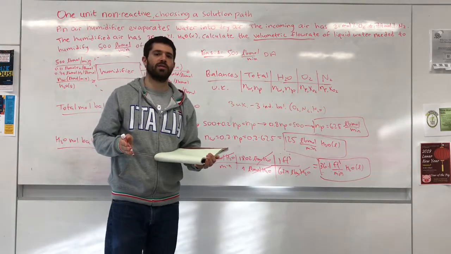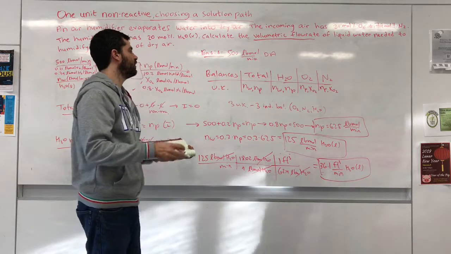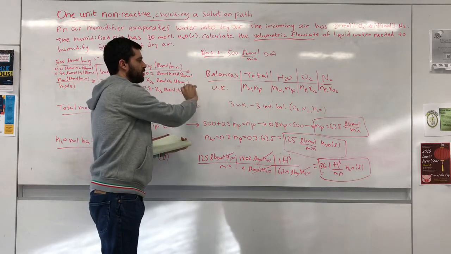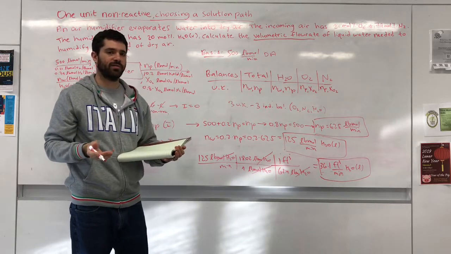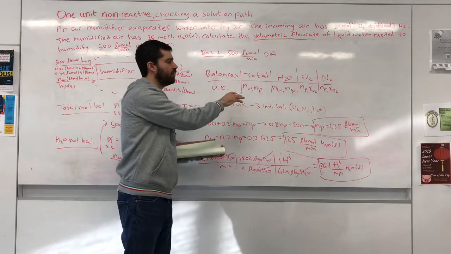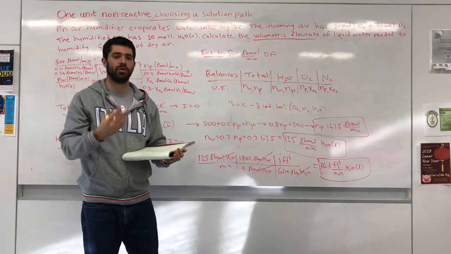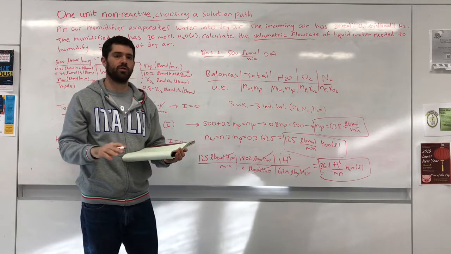So again, the whole point of this example is to show that once you draw the balance and unknown table, you should ask yourself again, what am I being asked to find? And then map out the way to do the solution in the simplest manner before you start writing out the balances.